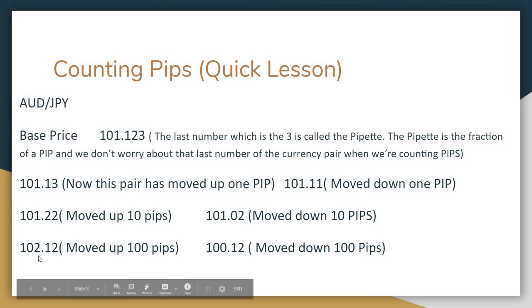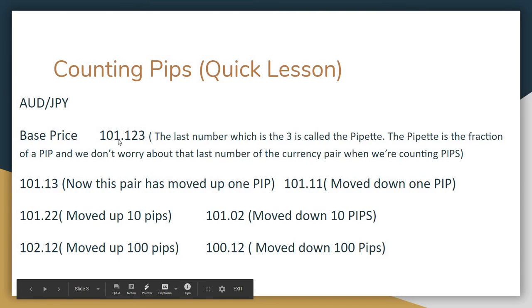And we get the price is now at 102.12. So when the price is at 102.12, this trade has moved up 100 pips. Let me say this again. Our hundreds place right here, this number 1 is the hundreds place. All we have to do is add up by 100. Now the price is at 102.12, and this has moved up 100 pips.